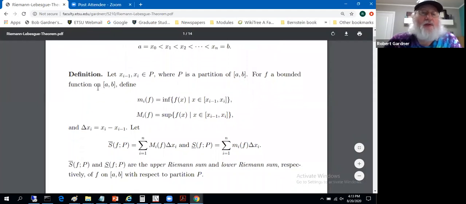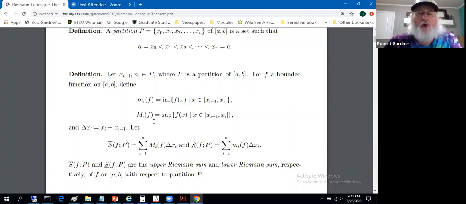For f bounded on the interval from a to b, define the following: lowercase m sub i of f and uppercase M sub i of f. Lowercase m sub i of f is the infimum of f of x, such that x is from this subinterval x sub i minus 1 to x sub i. For capital M sub i of f, we define that as the supremum of function values f of x for x from that subinterval x sub i minus 1 to x sub i.